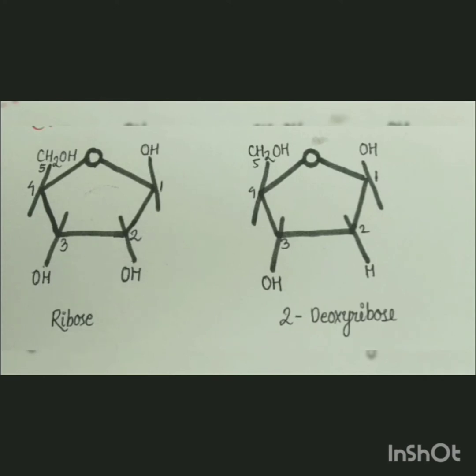So with this, part 1 of the series Structural Basics of DNA and RNA has ended and part 2 is waiting for you. In part 2, we will discuss the structure of nitrogenous bases.